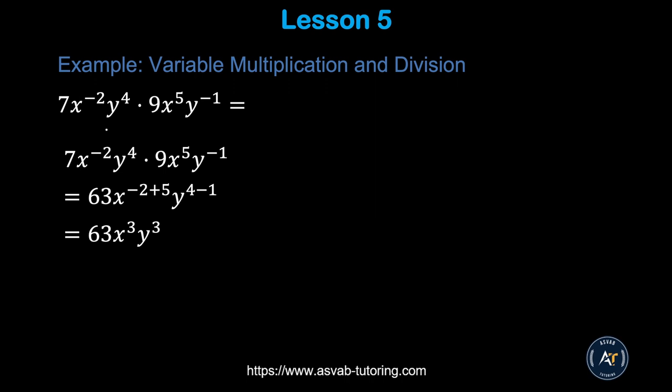In this problem, you'll see the same thing. We have 7x to the 2nd power, y to the 4th power, times 9x to the 5th power, y to the power negative 1. What you have to do first is multiply the numbers. 7 times 9 is 63. Then you see x to the 2nd power and x to the 5th power, so 2 plus 5 is 7, and for y, 4 minus 1 is 3. If you simplify, that gives you 63x^7y^3.